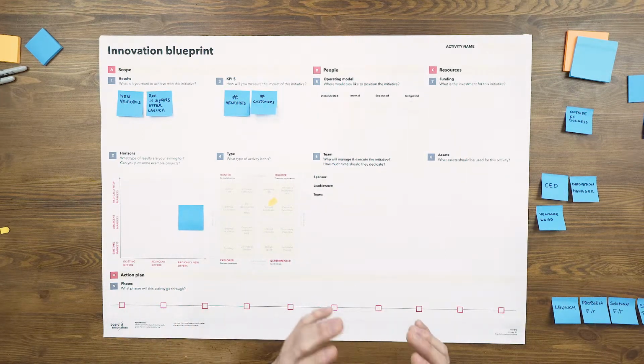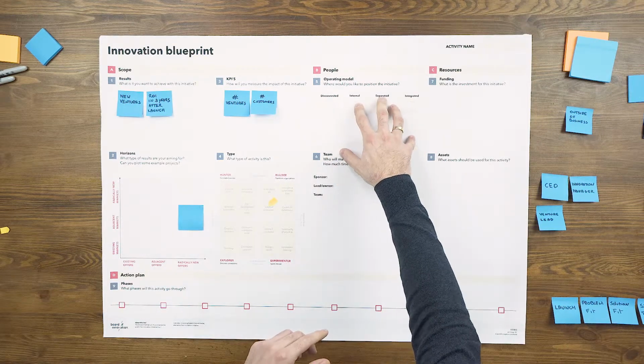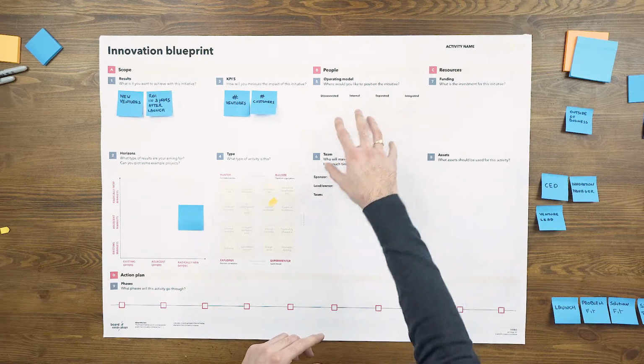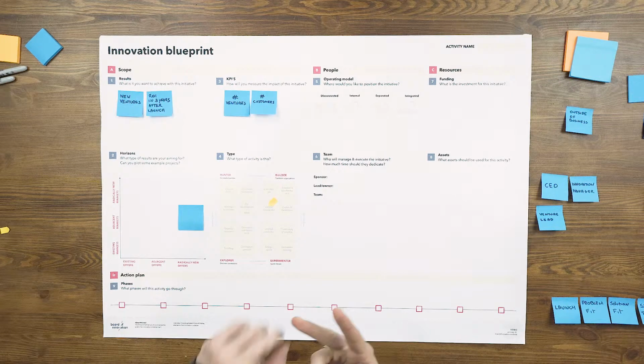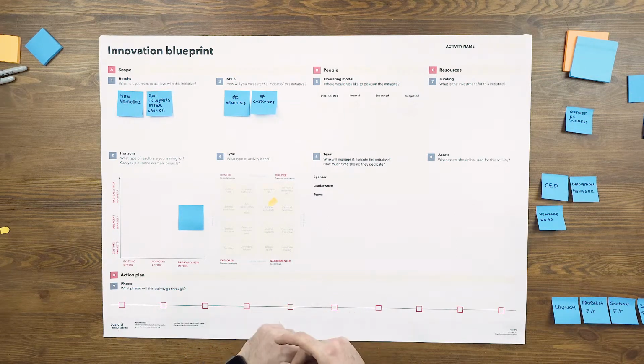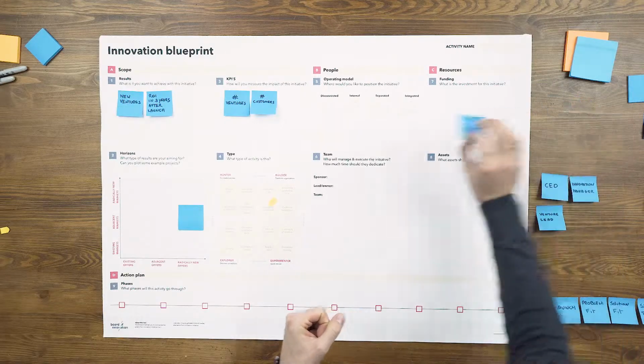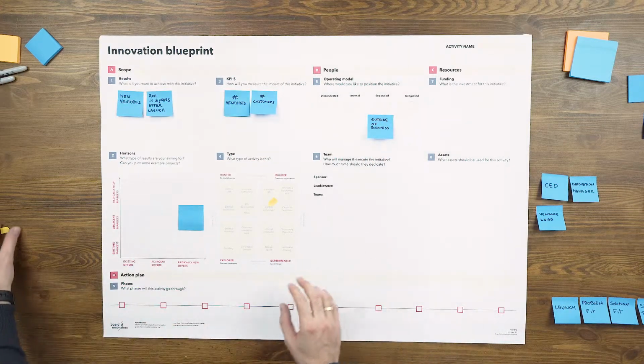Next stop is the people. Who will run these activities? It's important to identify clear roles on who does what in the coordination of an activity. So what we do here is we identify first what is the operating model. And there's 4 types. You could have a disconnected activity, an internal activity, a separated activity, or an integrated activity. In this case, we're talking about a separated activity because it's connected to a certain business unit, but it's positioned slightly outside of the core business. So that's why we say it's a separated business outside of the core.